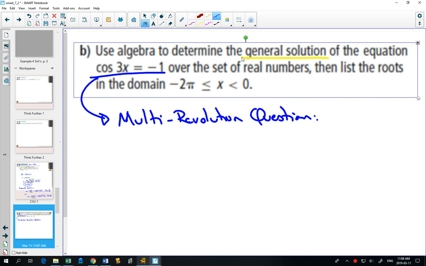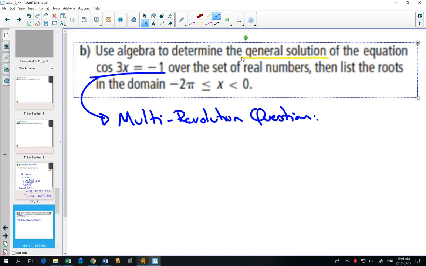One of the reasons I sometimes name things, like we've had triangle questions, this is a multi-revolution question, is if you can recognize something and give it a name, you are going to be that much more able to remember how to do it. It's just a memorization and learning technique. If you can give something a name, you can remember more things about that because you can name it.